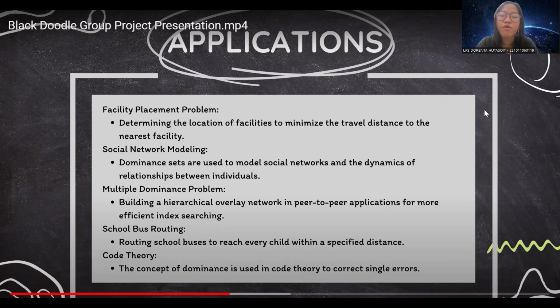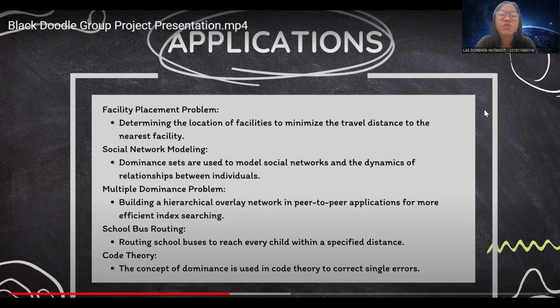Second, facility location problem. The dominating sets in graphs are natural models for facility location problems in operational research. Third, modeling social networks. Dominating sets can be used in modeling social networks and studying the dynamics of relations among numerous individuals in different domains.